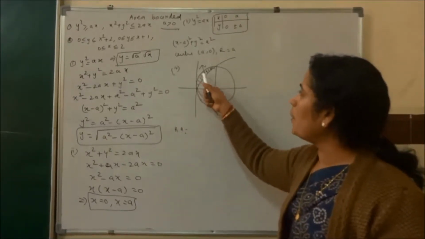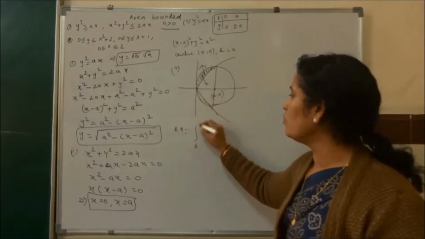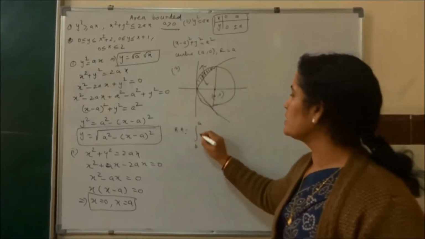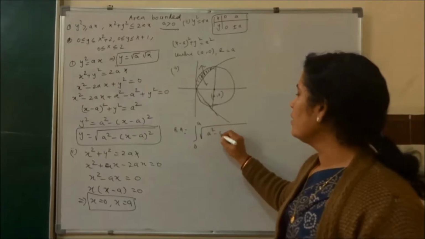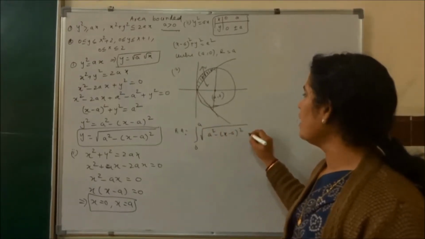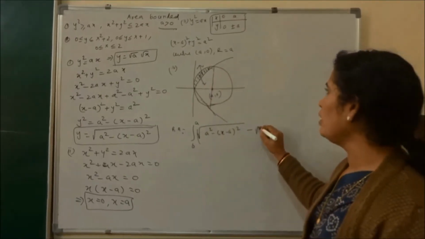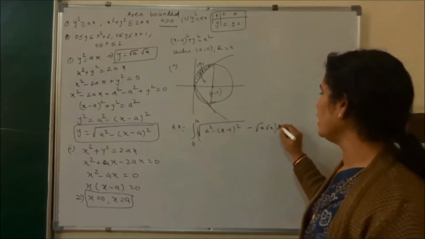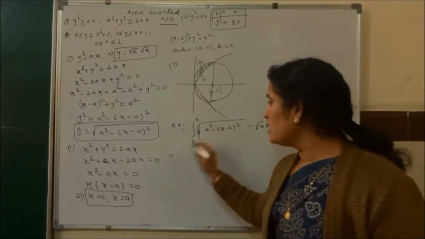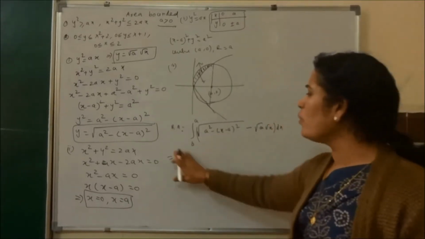Integral 0 to a, upper minus lower. What is the upper? The circle equation, that is under root of a square minus (x minus a) whole square. Minus lower. What is lower? The parabola, that is root a into root x into dx. For this area bounded purpose, you have to learn only one formula.